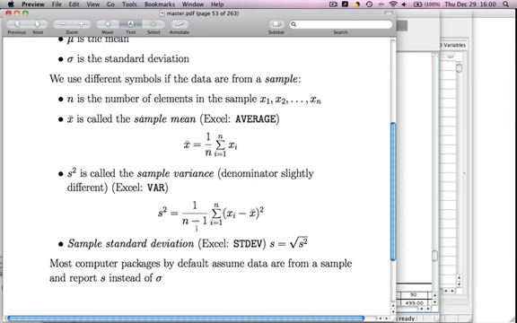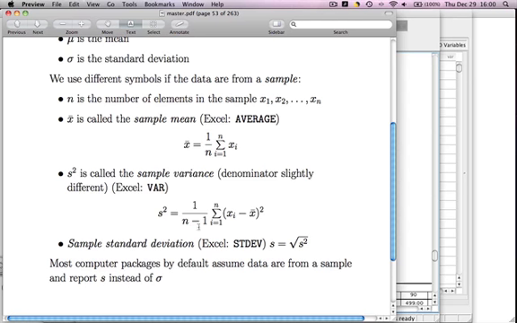Statisticians universally agree that we're going to divide by n minus 1 whenever we have a sample variance. The reason for it we'll discuss when we get to chapter 7. I'll give you a one-sentence explanation at this point.